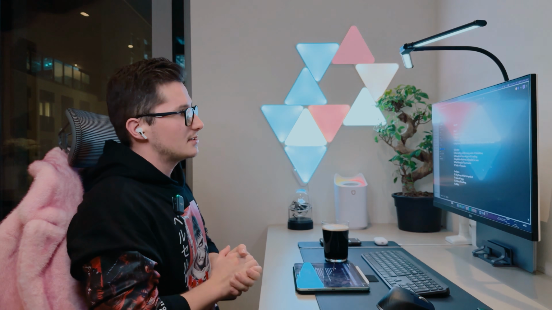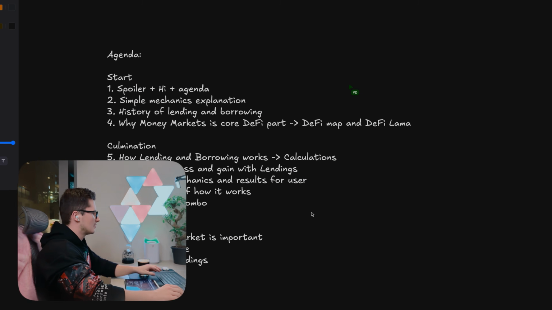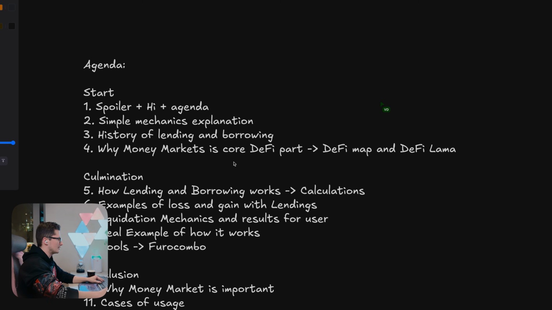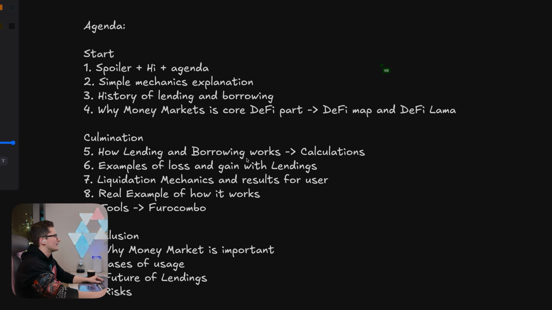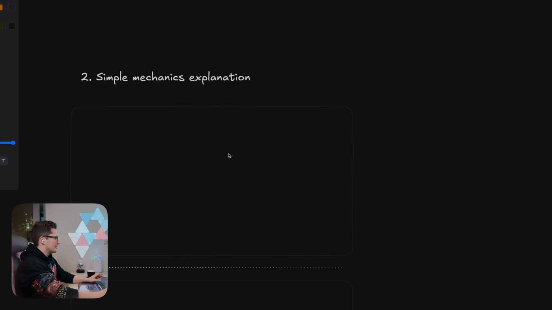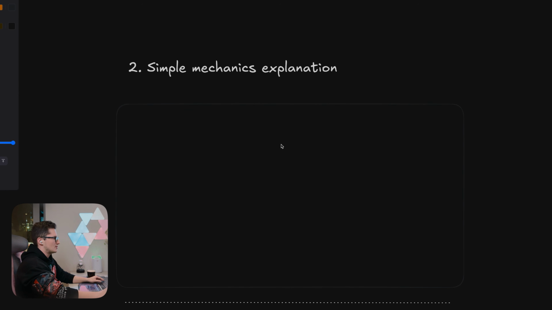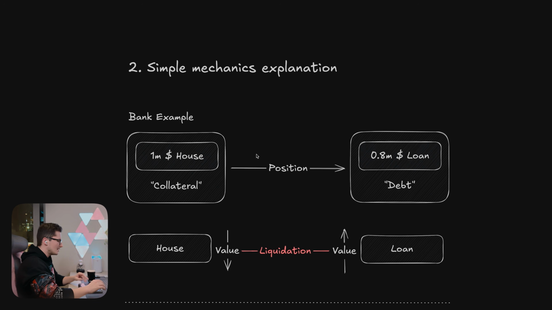And we can start. So the idea of the lending protocols actually came a long time ago. A simple explanation of how it works. Let's start. First, let's check the general banking system, and let's check the banking example. For example, you go to the bank to take a loan and put your house up as collateral.